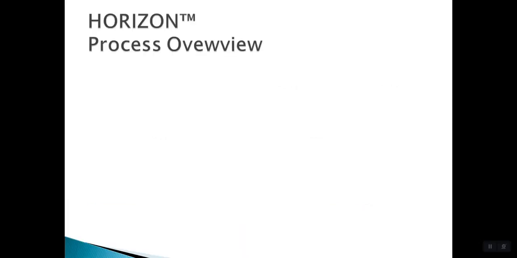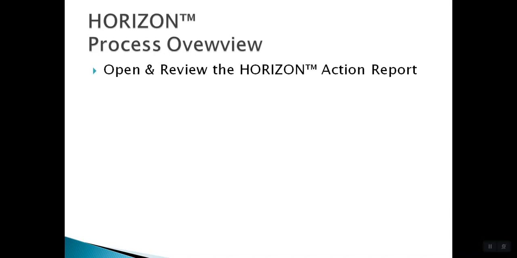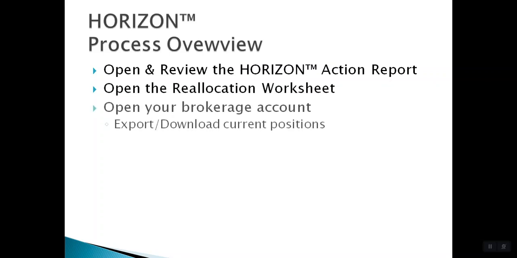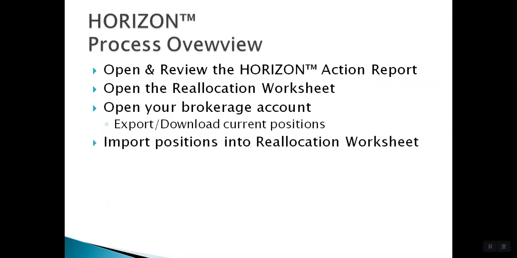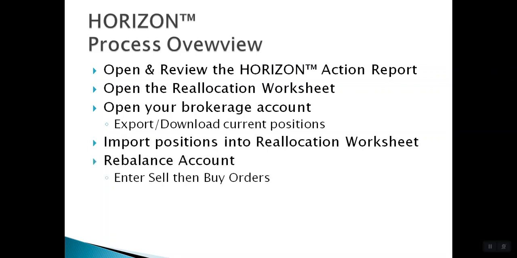In this video we're going to go over the 5 key steps needed to rebalance an account. First, we will open and review the Horizon Action Report. We'll then open the Reallocation Worksheet. Next, we'll go to our Etrade account, where we will use the features of the account to download our current position information. Once downloaded, we will import those positions into our reallocation worksheet, which will then automatically generate the transactions that we will use to rebalance our account.